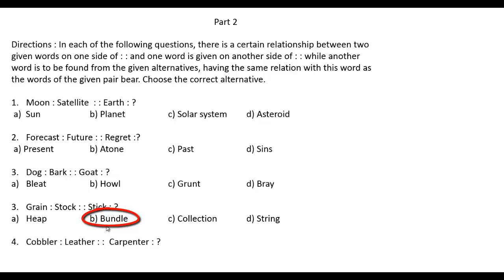Friends, here is the next question: cobbler is to leather, then carpenter is to what? Since the leather is the raw material of the cobbler, then what is the raw material of the carpenter? Definitely it is wood. Here is the relation of the raw material with the worker. Furniture is not there, hammer is not there, chair is not there. The correct option will be wood.